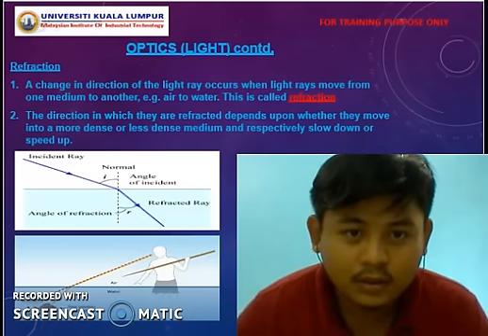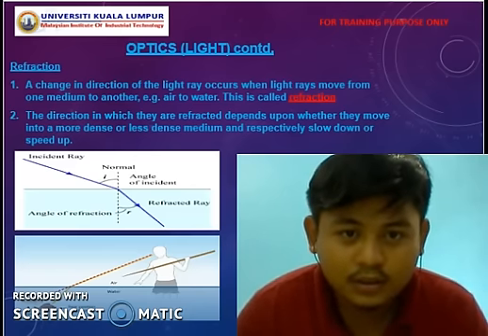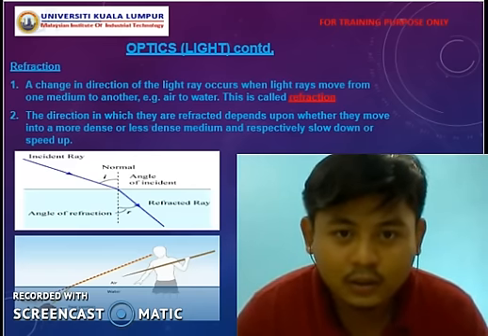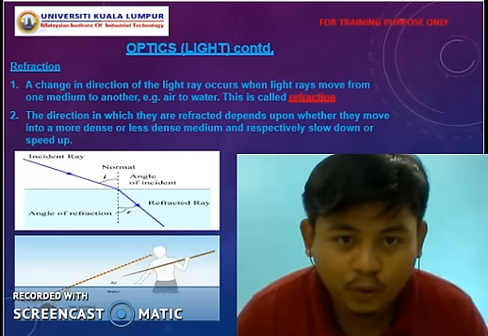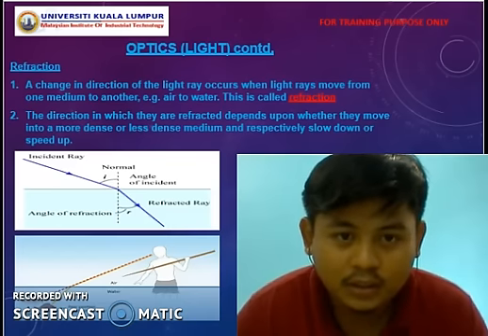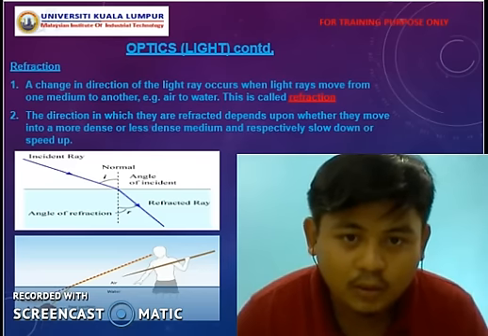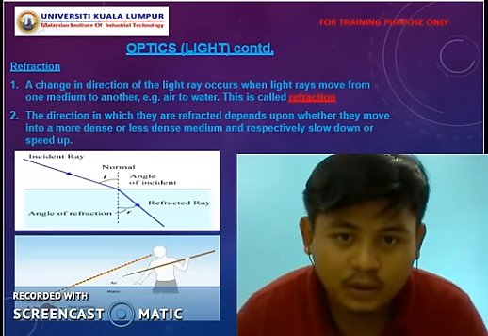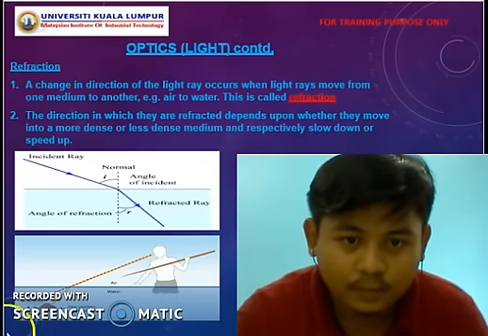So the next is refraction. A change in direction of the light ray occurs when the light rays move from one medium to another, for example, from air to water. This is called refraction. The direction in which they are refracted depends upon whether they move into a more dense or less dense medium, and respectively slow down or speed up.